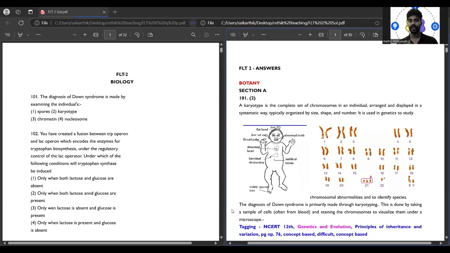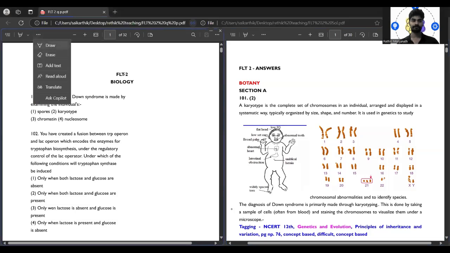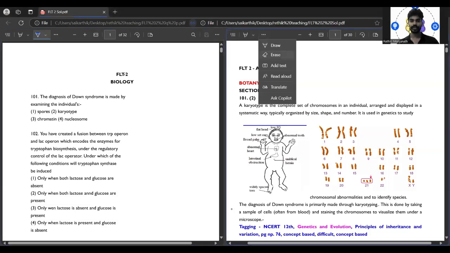And here we are to discuss the key answers with FLT 2. So, I'll be discussing especially the botany topic. Okay. So, as you can see here, you do have the questions which were asked to you, and in this part you have answers. So keeping both of these, we'll be discussing what was the correct answer and why.